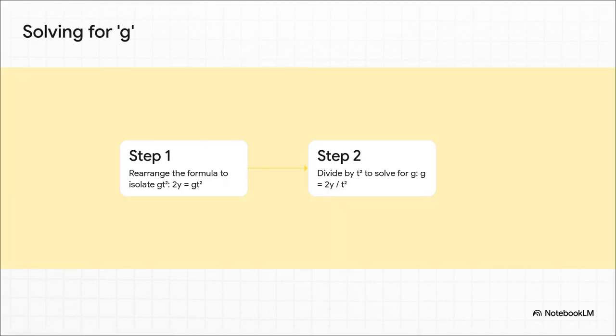From here, it's just a little bit of simple algebra to get what we want. First, we'll multiply both sides by 2. Then, we just divide both sides by t squared to get g all by itself. And there we have it. That's our golden ticket. g equals 2y divided by t squared. All we need now is a distance and a time.